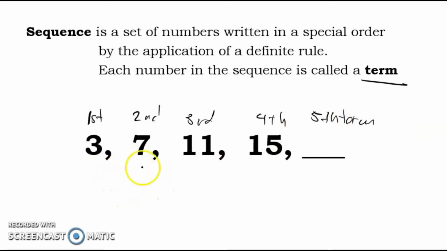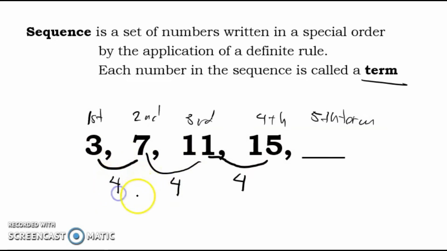So let's try to see the common difference of these numbers. Mag-start tayo dito sa 15 minus 11, that is 4. Then 11 minus 7, that is also 4. And 7 minus 3, that is also 4. So they have a common difference.